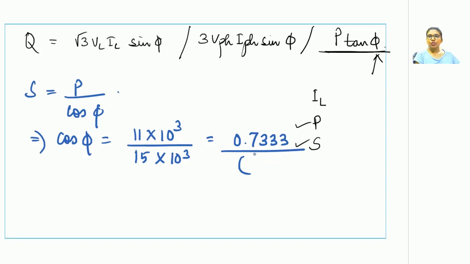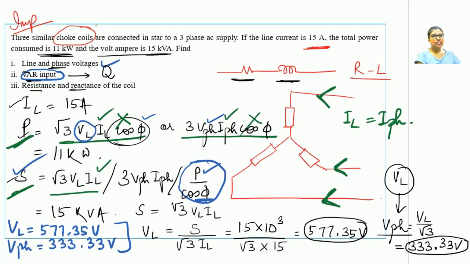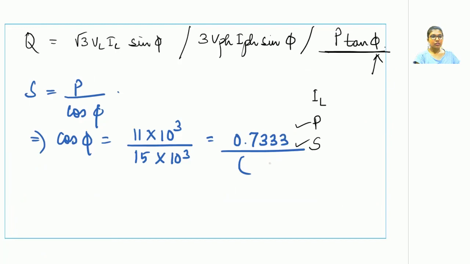And what is the nature of this cos phi? Is it leading or lagging? Now let us go back to the question to figure out this thing. What does this question say? It says 3 similar choke coils. Coils means it is inductive in nature. Inductive means it is of lagging type. So this is lagging in nature.